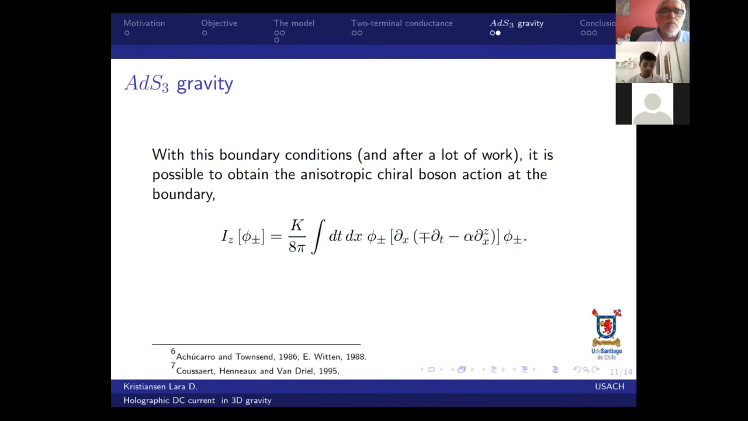With these boundary conditions, and after a lot of work, in the sense that the theory will have a constraint, we will have to solve this constraint and replace it in the action principle. That is called a Hamiltonian reduction, and it will be possible to obtain the same theory we obtained earlier, the anisotropic chiral boson action, but at the boundary now.